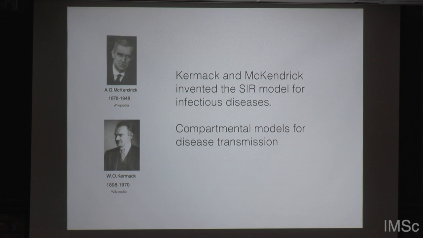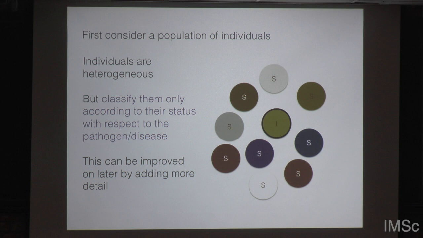So let's think about it in this manner. First of all, consider a population of individuals. Individuals are heterogeneous. Each one of you is not like anyone else in this particular room. But when we think about them in relation to the disease, it's fairly obvious that a very minimal way of thinking about them is either these are individuals who are susceptible to the disease, are already infected by the disease, or potentially could have recovered from the disease after being infected.